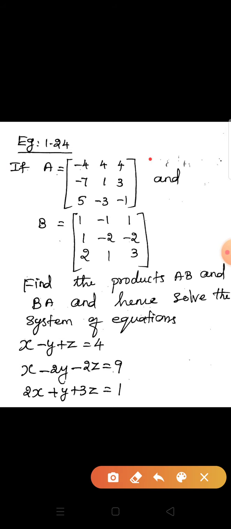Example 1.24. If A is equal to [-4, 4, 4; -7, 1, 3; 5, -3, -1] and B is equal to [1, -1, 1; 1, -2, -2; 2, 1, 3], find the products AB and BA and hence solve the system of equations x minus y plus z equal to 4, x minus 2y minus 2z equal to 9, 2x plus y plus 3z equal to 1.